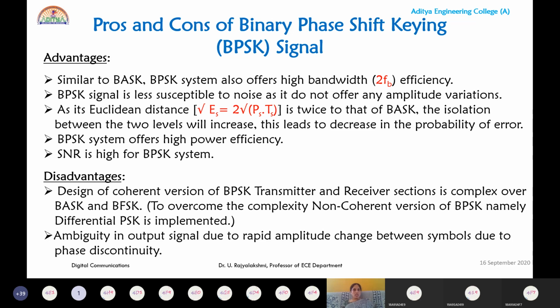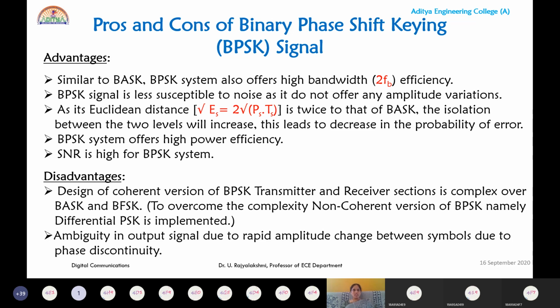The next point is, the BPSK system offers high power efficiency. Already we observed the generation technique and coherent detection. It generates high signal efficiency. That's why the numerator is high and the probability of error is low, that is, the denominator is low. So our SNR becomes very high. So the SNR for a BPSK signal is very high.